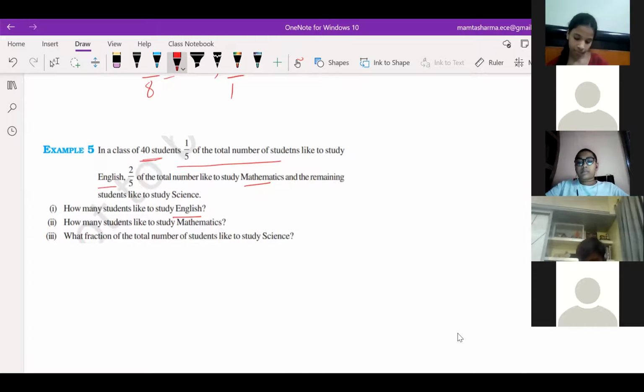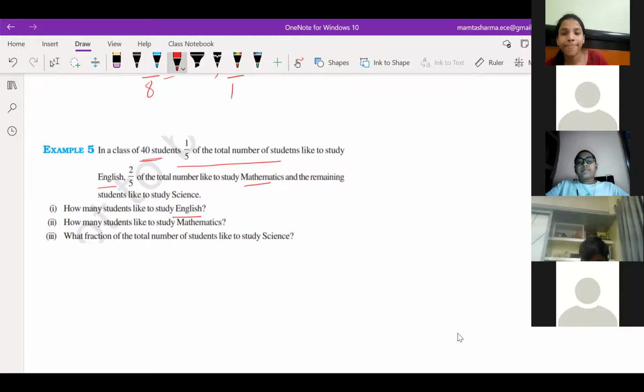Yes, ma'am. Tell me the concept. What will be the concept here, which we can apply in these types of questions? Ma'am, addition. 24 students like science. What is the subtraction? No addition, no subtraction. Ma'am, this is a proper fraction. This is a proper fraction, I know, but how will you solve it? What will be the concept?